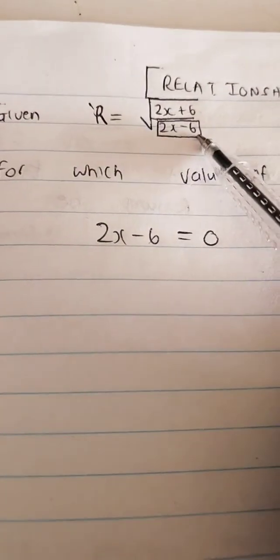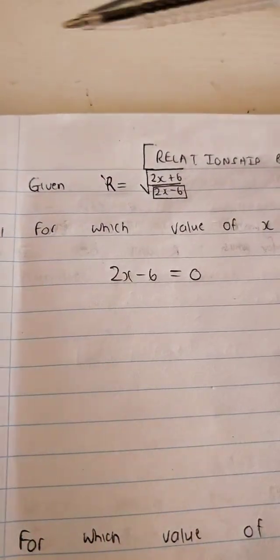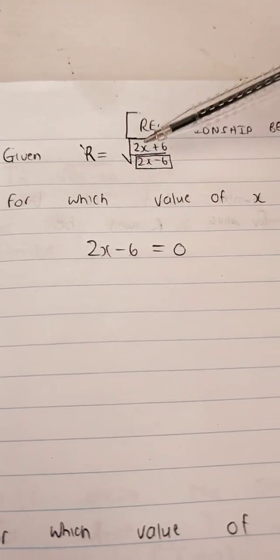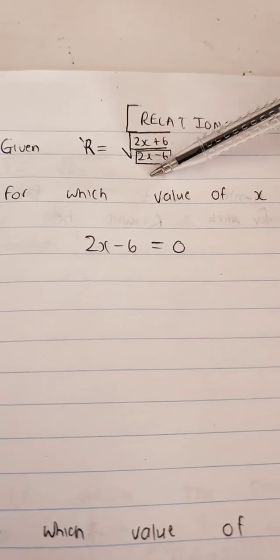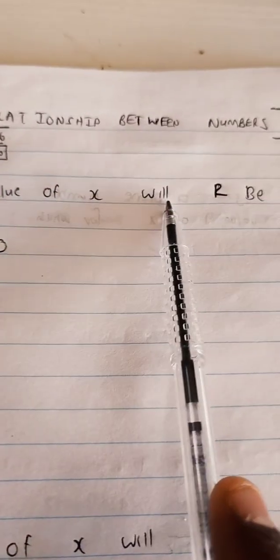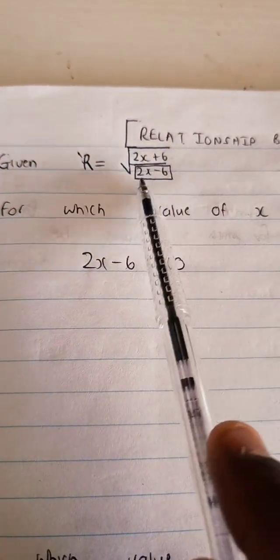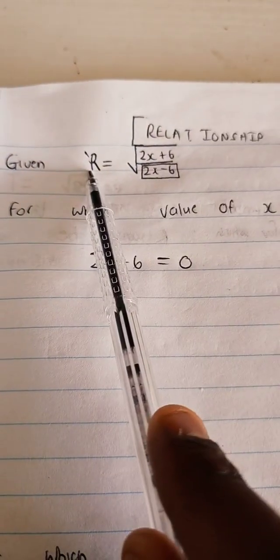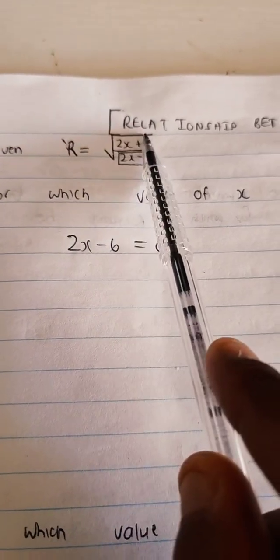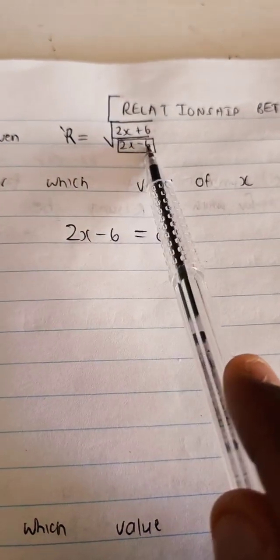Why are we saying 2x minus 6 is equal to 0? Let's go back, we were given r, which is equal to the square root of 2x plus 6 over 2x minus 6. The question asked, what value of x will this r be undefined? r has a numerator, which is 2x plus 6 underneath the square root. It also has a denominator, which is 2x minus 6.